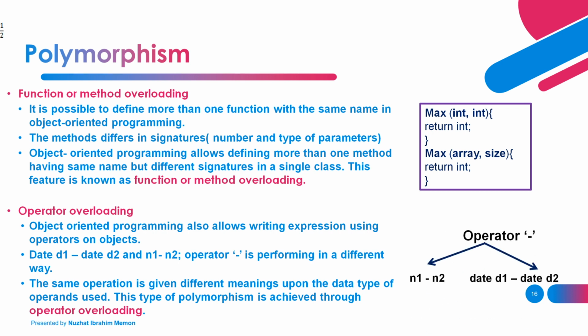The same operation is given different meaning depending upon the data type of the operand used. Here we will see one more example. Here we can see that the same operator minus is giving different meaning depending upon the data type of the operand used: date D1 minus date D2, and number n1 minus n2. Operator minus is performing in a different way. So here we can define operator overloading as the same operation giving different meaning depending upon the data type of the operand used. This type of polymorphism is achieved through operator overloading.